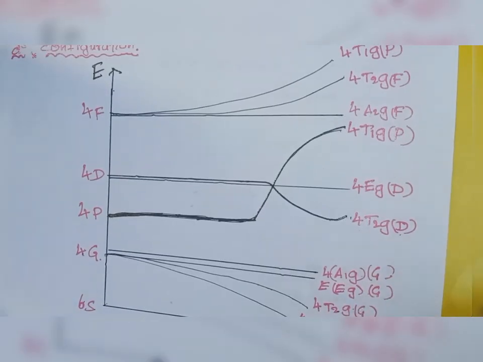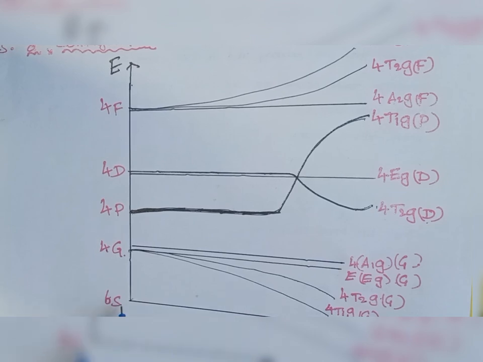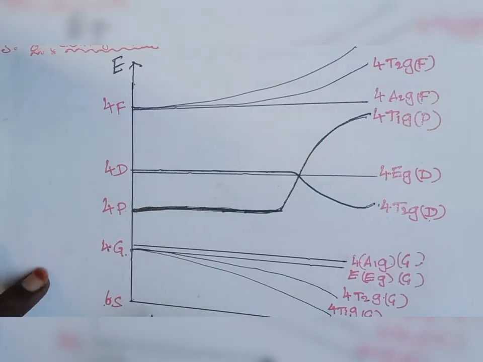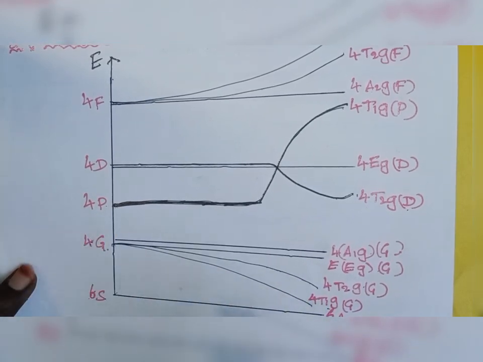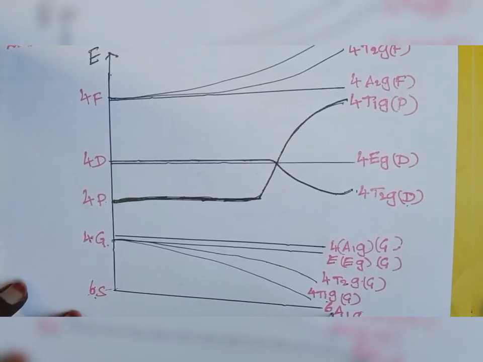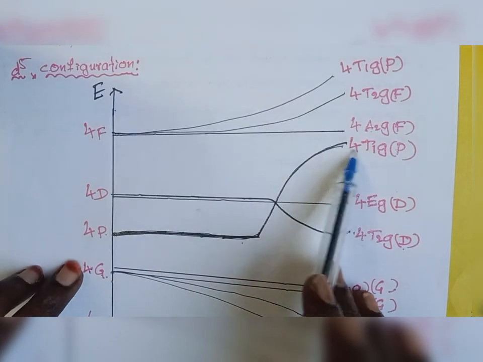And now it is for d5 electronic configurations. For d5, the ground state term is the sextet S, and the next energy levels are quartet G, quartet P, quartet D, and quartet F. So there is no allowed transition here, because the spin multiplicity is different between the energy levels. So only spin-forbidden transitions are possible in d5 configurations. The sextet S will split into a single energy level, 6A1g. Quartet G will split into four energy levels like this, and quartet P will split into T1g(P).